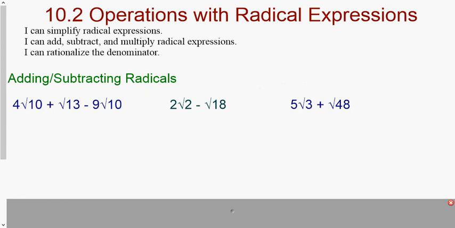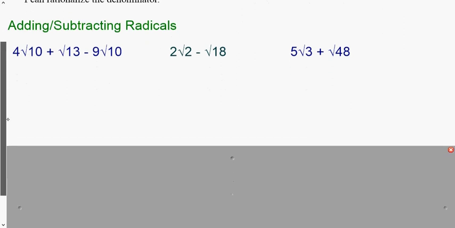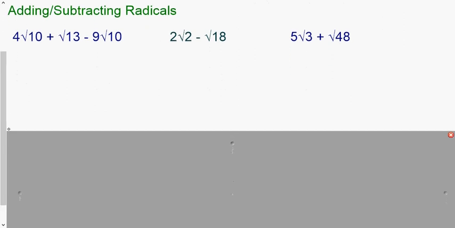Good day, everyone. Today we are talking about section 10.2, operations with radical expressions. So our targets for today: I can simplify radical expressions, I can add, subtract, and multiply radical expressions, I can rationalize the denominator. So building off what we did in section 1, where we broke down radicals, our next step is talking about adding and subtracting, and then we'll get into multiplying as well.